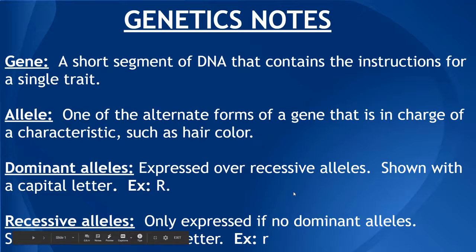So key things to remember, genes are pieces of DNA that code for a trait. Alleles are the variations of a gene. Dominant alleles are the ones that are shown. Recessive alleles are kind of the ones that are hidden unless there's no dominant allele. And then the recessive ones are shown.